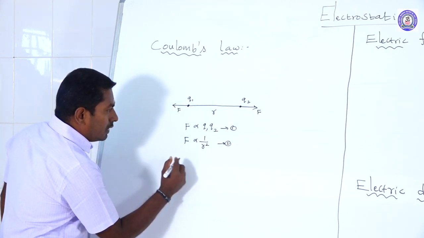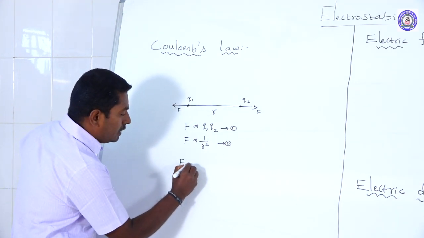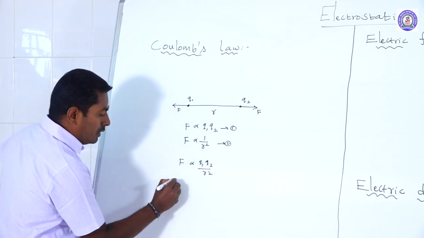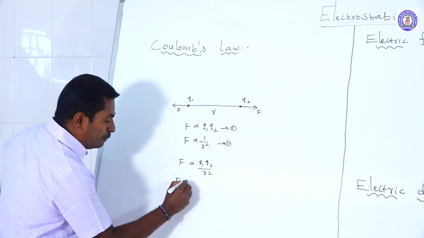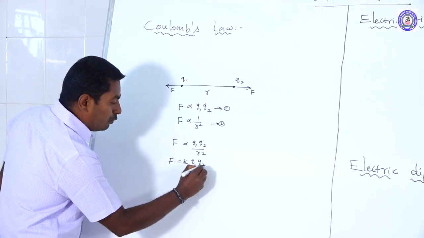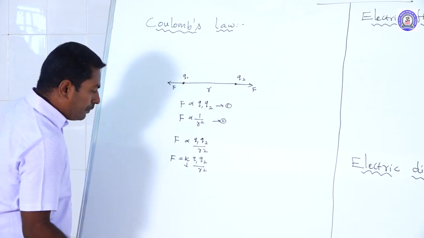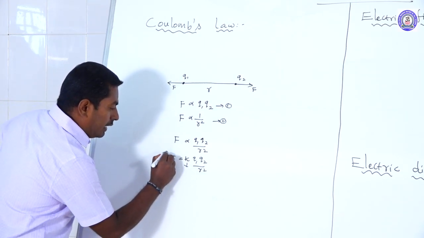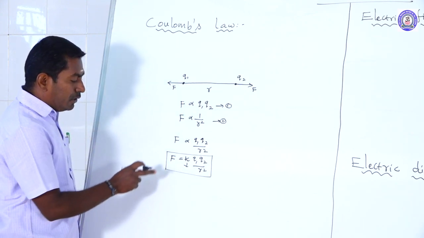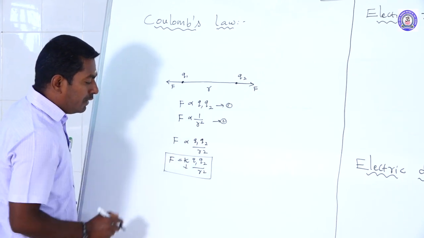Combining both equations, the force of attraction or repulsion between the two point charges is proportional to Q1 Q2 divided by r square. Remove the proportionality and put the equal sign. We are introducing one constant, that constant is K. F is equal to K Q1 Q2 divided by r square, where K is the proportionality constant. So from this equation, we are going to calculate the force of attraction or repulsion between the two point charges. According to Coulomb's law, F is equal to K Q1 Q2 divided by r square.